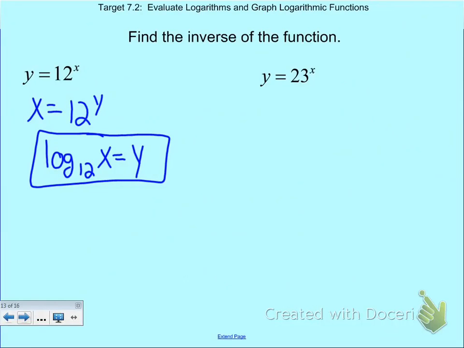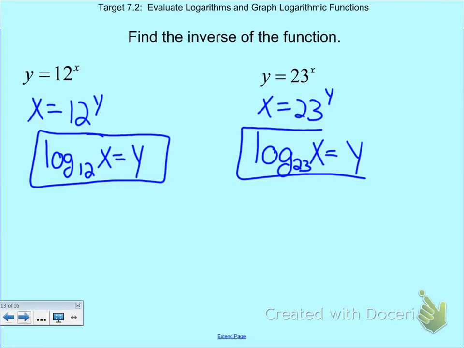Okay, next one. We switch the x and the y. X equals 23 to the y power. We write this in log form. So it's log base 23 of x equals y, which is exactly what we want.